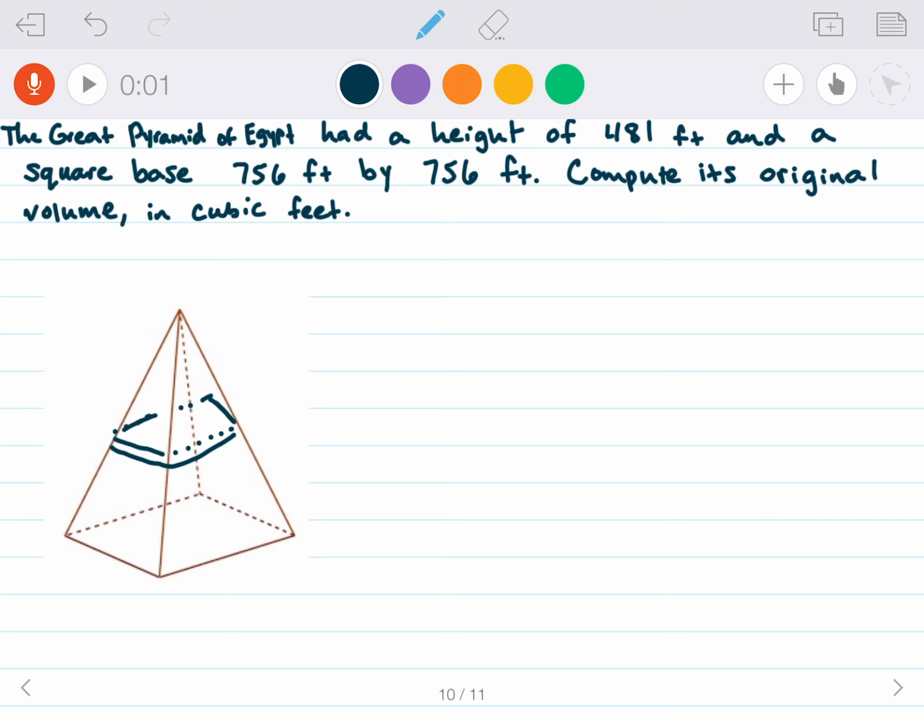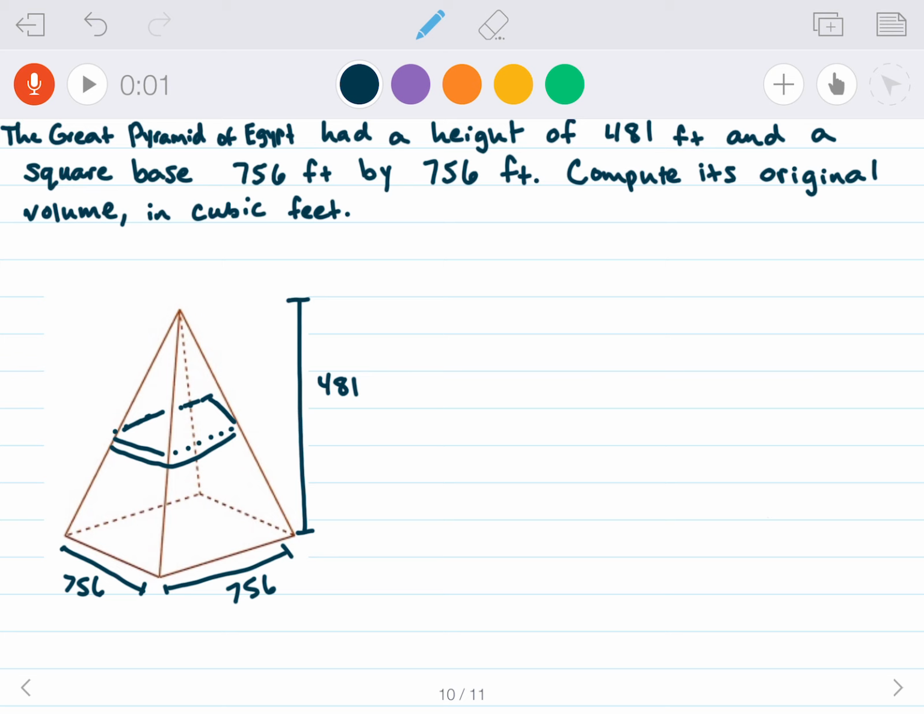So that's just one of our slabs. And what we can do is we can integrate our function with respect to height, right? Because we're given that the height is 481 feet, and we're given that the base is square and that each of the sides are 576 feet. So we want to figure out what the original volume is.